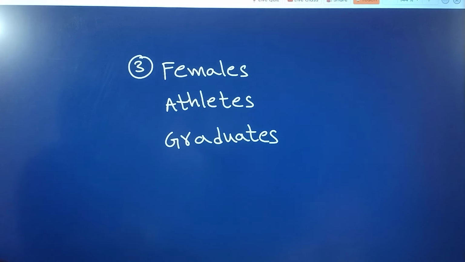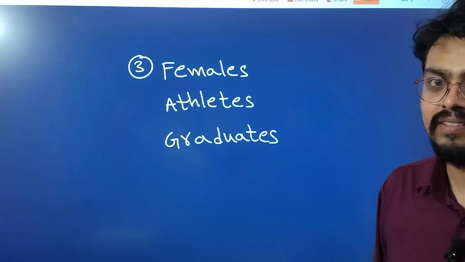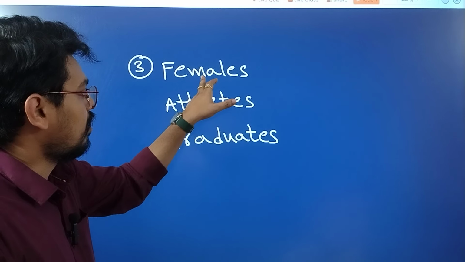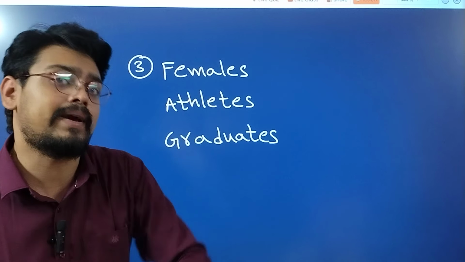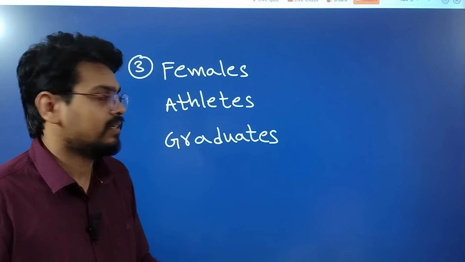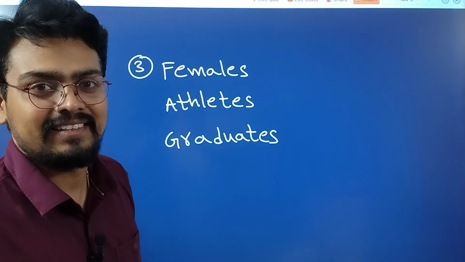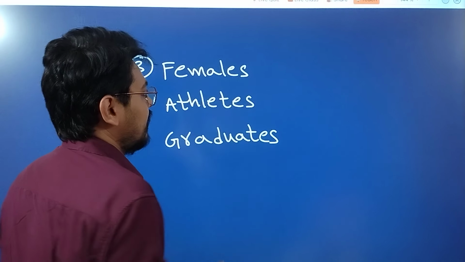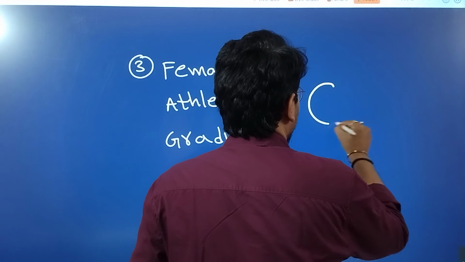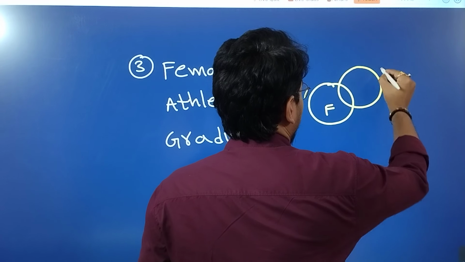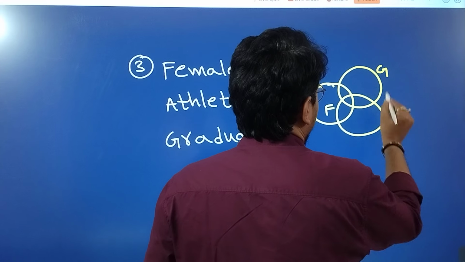Now see the interlink. Is there any interlink among these three? No? Yes? 100% yes. All the three are interlinked. Generally, females can be athletes and graduates. An athlete can be a graduate and female. A graduate can be an athlete and female. Clear? So all the three circles must be interlinked. So how will this be? This is one circle, let it be female. Let's take another circle, let it be graduates, and take another circle, let it be athletes.